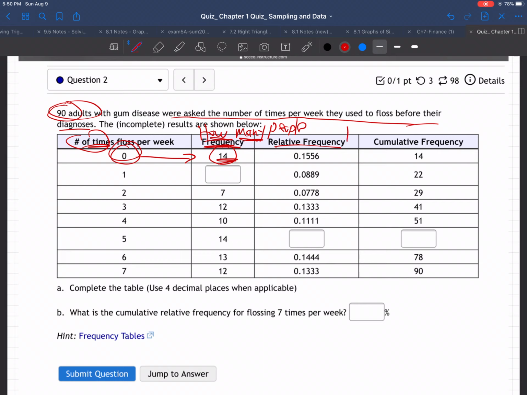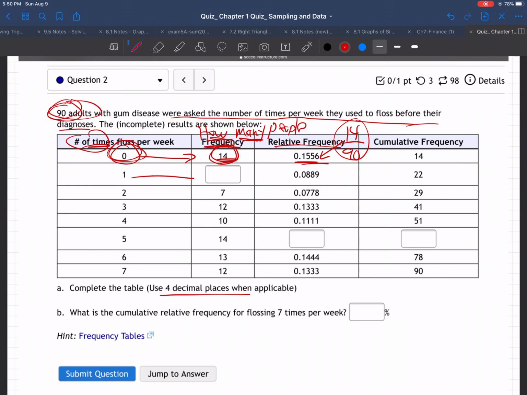that is the 14 divided by the 90 on their calculator. That's how they got that answer, and it's supposed to be 4 decimal places. They took the 14 out of the 90 people. Relative frequency means, relative to the whole group, what part flosses 0 times per week? 14 out of 90. Divide that on your calculator and it's 0.1556.